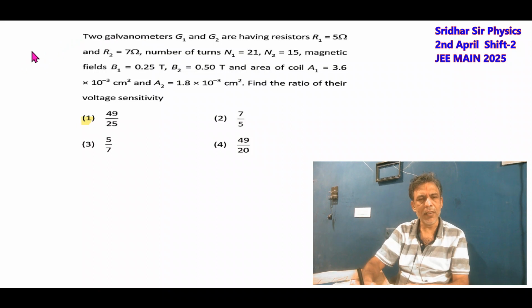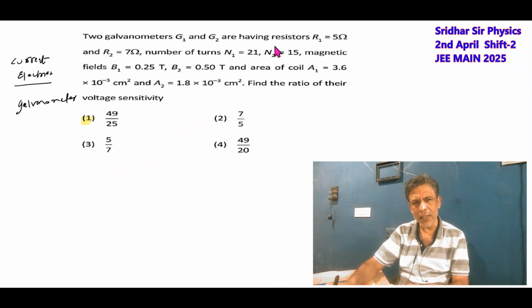This topic is based on the current electricity chapter. The subtopic is galvanometer. Let's read the question. Two galvanometers G1 and G2 have resistances R1 and R2, numbers of turns N1 and N2, magnetic fields in the galvanometers, and areas of cross section of the coil, and the same figure of merit. Find the ratio of their voltage sensitivity.